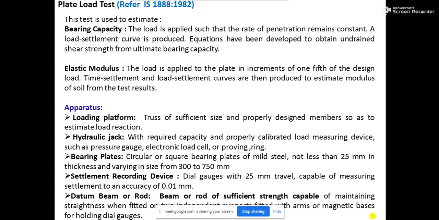Now let us try to understand the setup and the apparatus arrangement for this plate load test. For the plate load test, you first require a loading platform. I'll go back and come back here also. Let's see the next slide. You see, you require a loading platform. First let me explain the diagram, then I will go to the writing part.